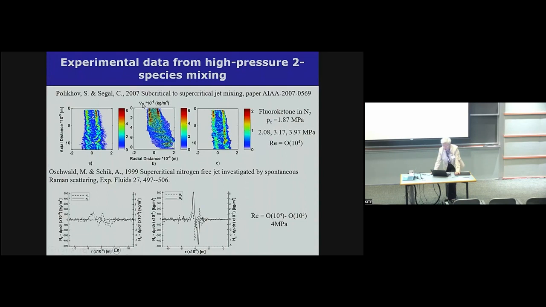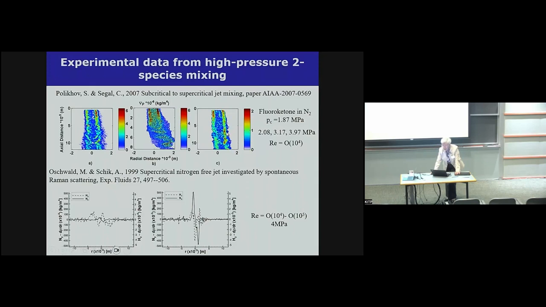What is plotted here is the magnitude of the density gradient, multiplied by 10 to the minus 6. That's kilograms per meter to the fourth. So you see these regions that are due to mixing of fluoroketone and N2. They are interfaces, fluid interfaces.